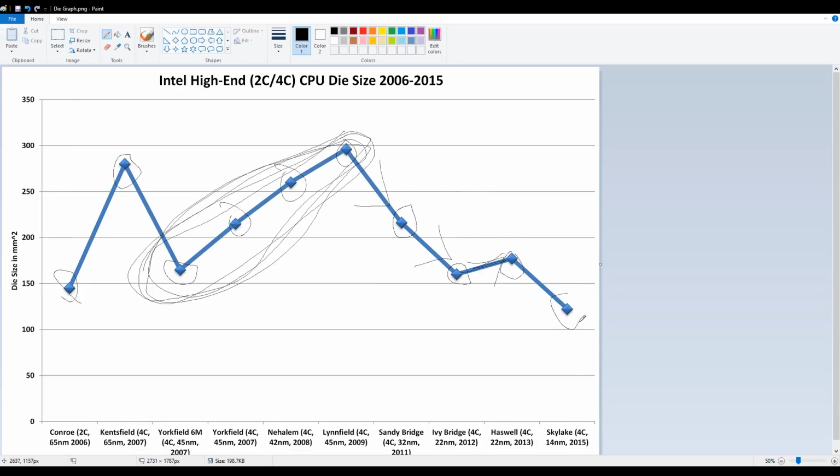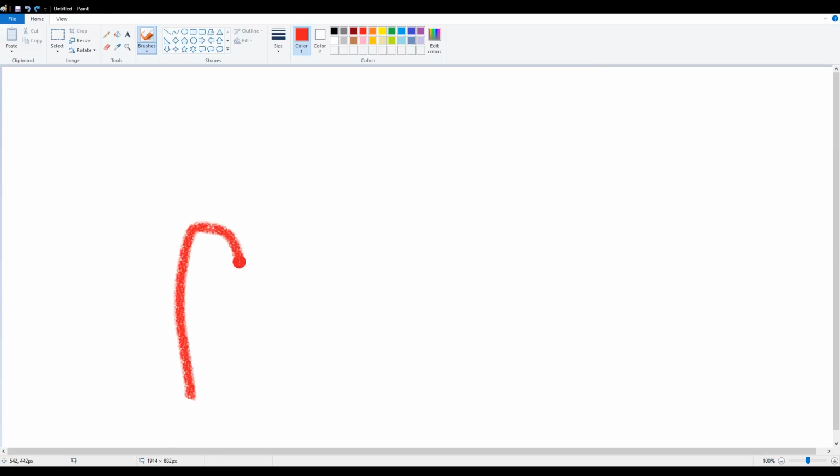And here we are now at Skylake, which is the smallest die ever for a quad core. And yet again, we are paying the same price that we paid for Lynnfield, adjusted for inflation, that we are presently paying for Skylake.